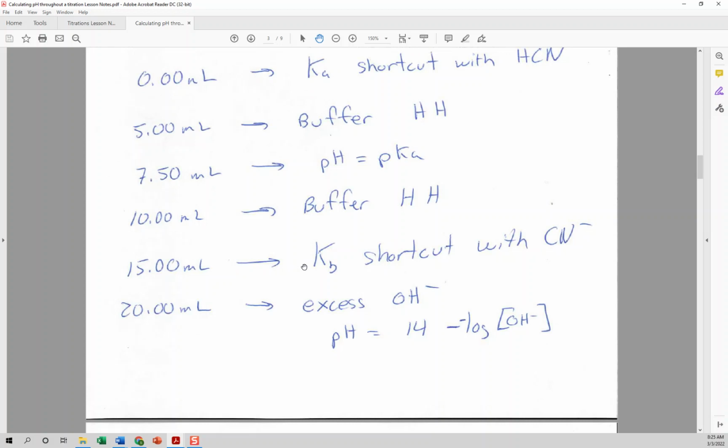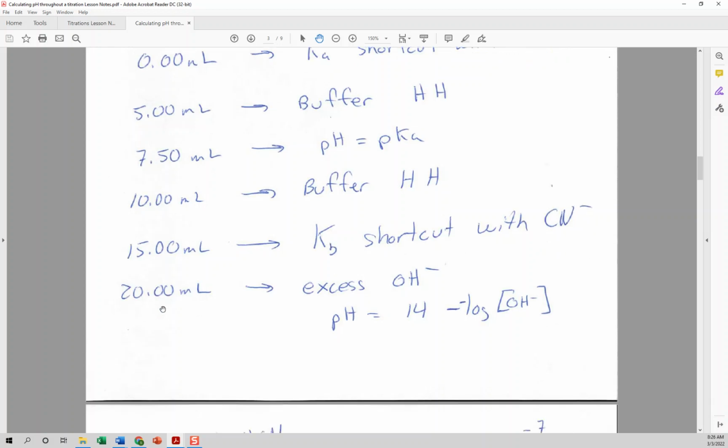That means at the equivalence point, it's going to be a Kb shortcut, because what's in the flask? A weak base now. The reason it's a buffer before is because we have both HCN and CN minus in the flask before we reach the equivalence point. But at the equivalence point, we've taken out all of the HCN and we're left with just cyanide, a weak base. So we're just going to do a Kb shortcut.